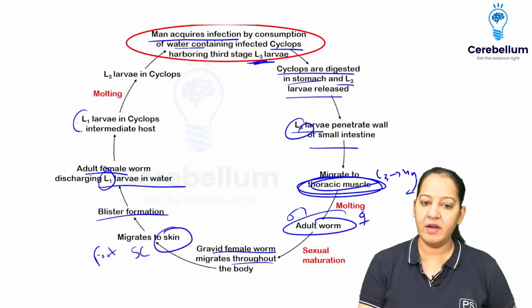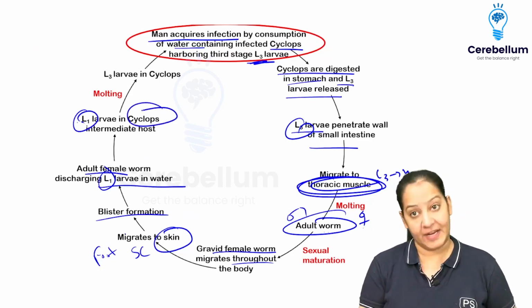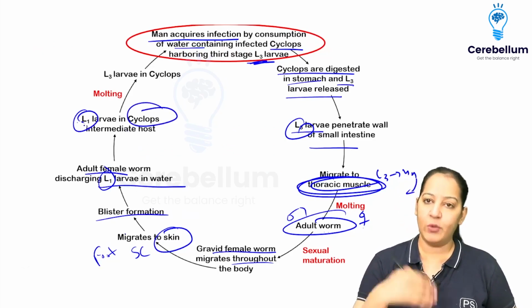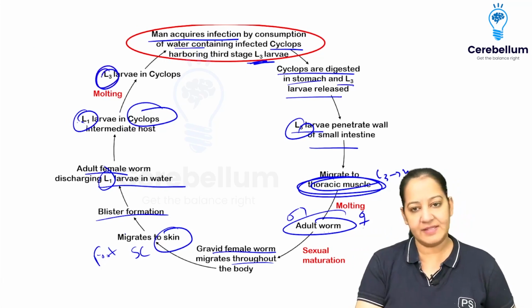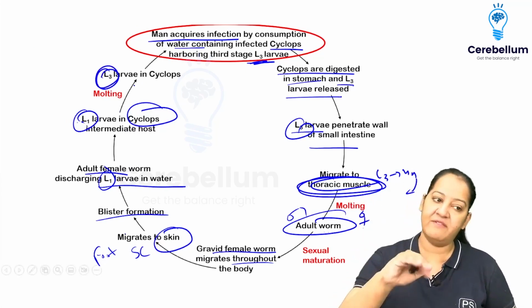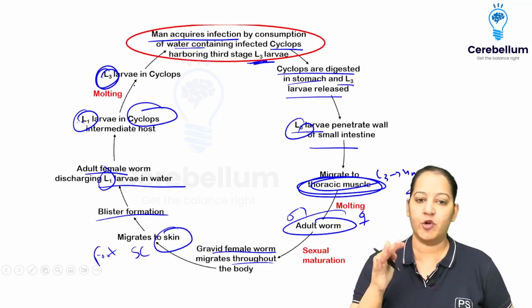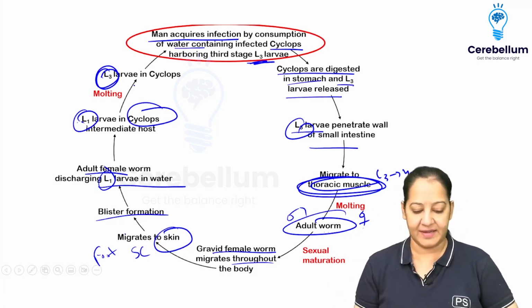And the larva will go in the water. L1 larva will go in the water. L1 larva is ingested by the cyclops. L1 will be present inside the cyclops and convert into L2, convert into L3 inside the cyclops only, and now another human being will ingest the water containing cyclops containing L3 larva. So in this way the life cycle continues.